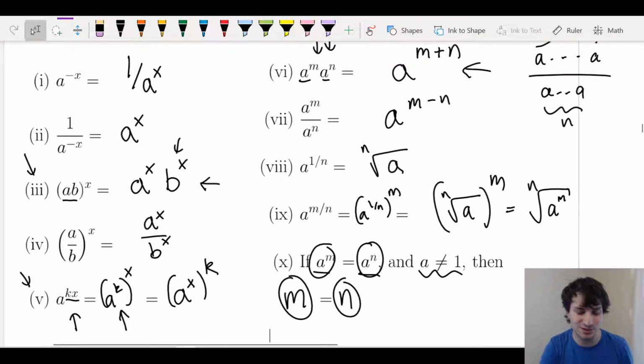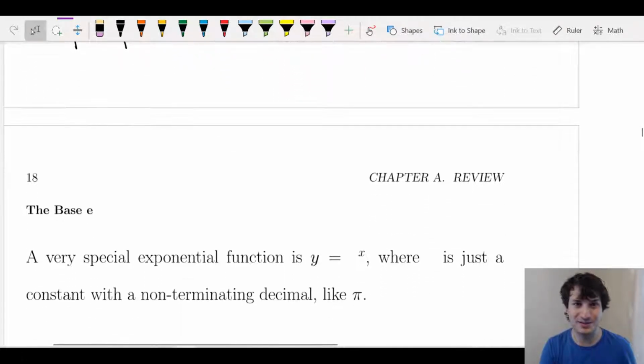So this last one is maybe a little different than the rest. It's not simplifying. It's like a little logical step. If a to the m equals a to the n, then m equals n. And there's this dumb exception of a equals 1. So you've got to keep that in mind too. Okay, those are the rules. Let's do some practice with them and see what's going on.